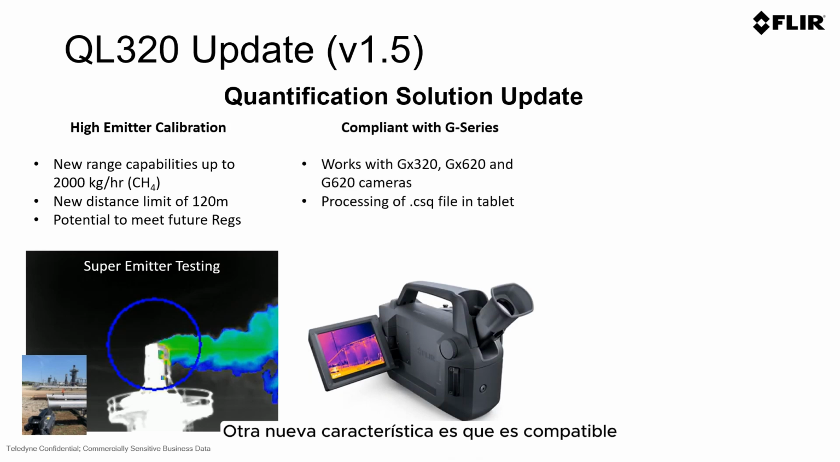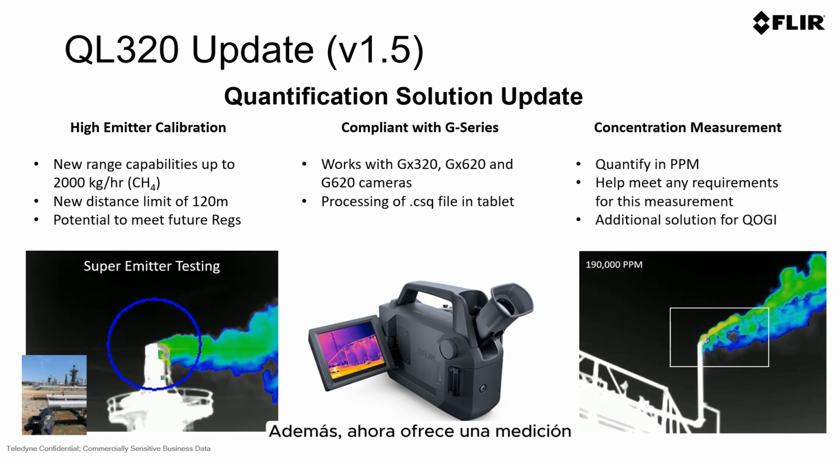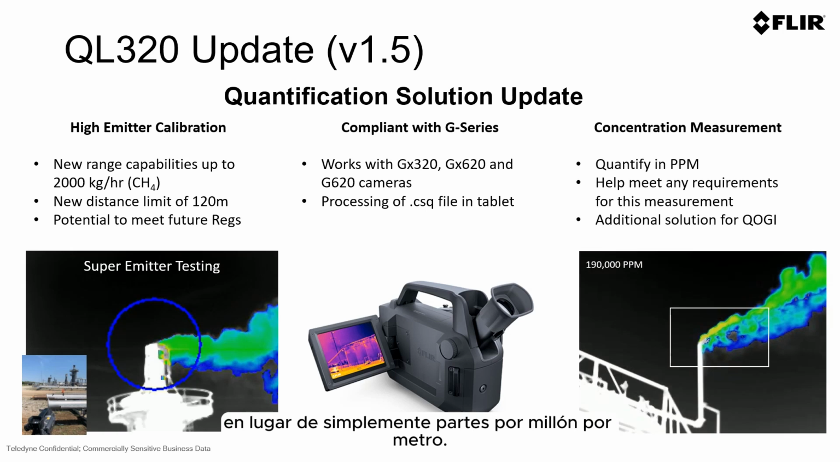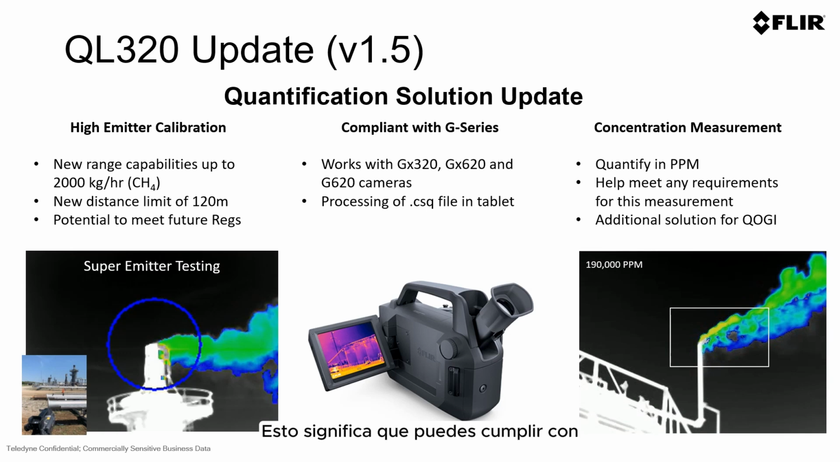A new feature is that it is compliant with the G series camera from FLIR. The GX320, the GX620, and the G620 cameras all work now with the QL320 both in tethered and in post-processing mode. It does give you a concentration measurement now in parts per million versus simply parts per million meter. And what this means is you can meet any requirements, like in Mexico, where you need to measure in parts per million.